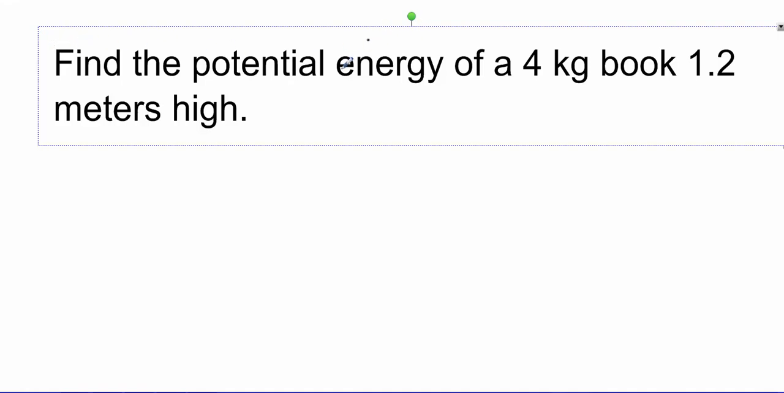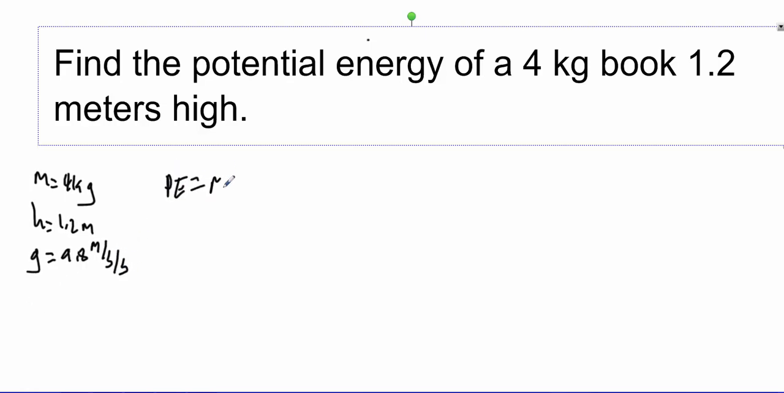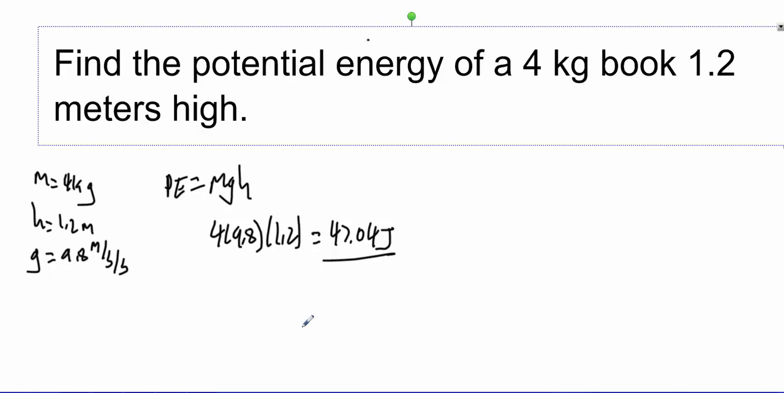Find the potential energy of a 4 kilogram book that's 1.2 meters high. So again, mass is given, m equals 4 kilograms. Height is also given, 1.2 meters. And g is something you should just know. On Earth, the acceleration due to gravity is 9.8 meters per second per second. We're asked to find potential energy. Well, potential energy is mgh, and so I'm going to take 4 times 9.8 times 1.2. And if I do that, I get 47.04 joules.